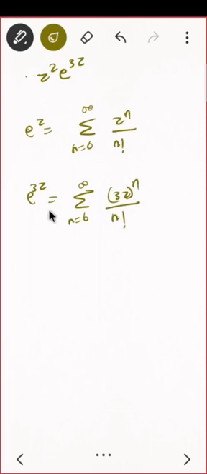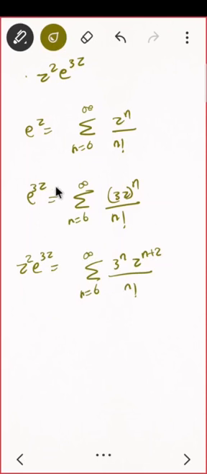This is done. Now you want z square. You just multiply by z square. Z square e raised to 3z is equal to summation n equal to 0 to infinity, 3 raised to n z raised to n plus 2 upon n factorial. That's it. As simple as that. So by using this you can get that.